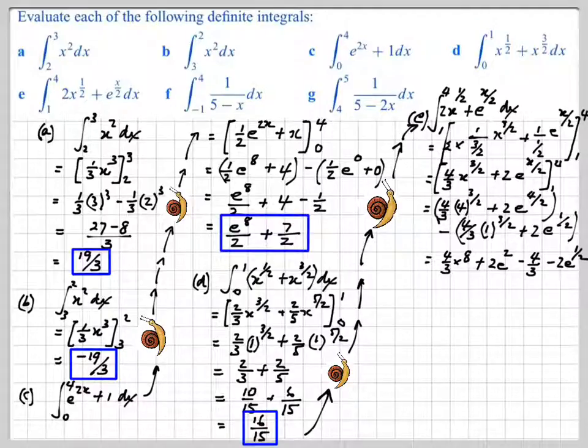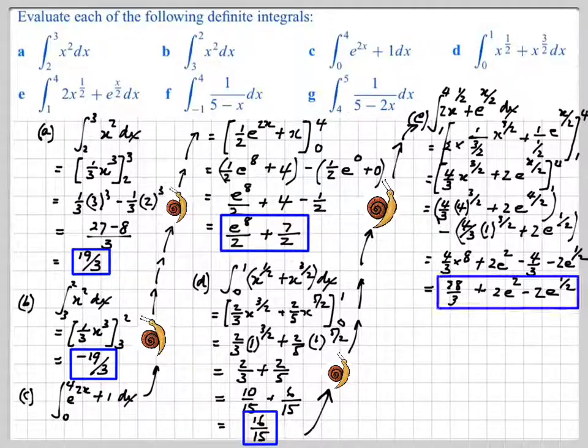Now let's just clean it up. And we've got 28 over 3 plus 2e squared. Where did I get that 28 from? Oh, 32 over 3 minus 4 over 3. I get that. Yeah, that's fine. And that comes to that. All right, so good work. Now, that's that one done.